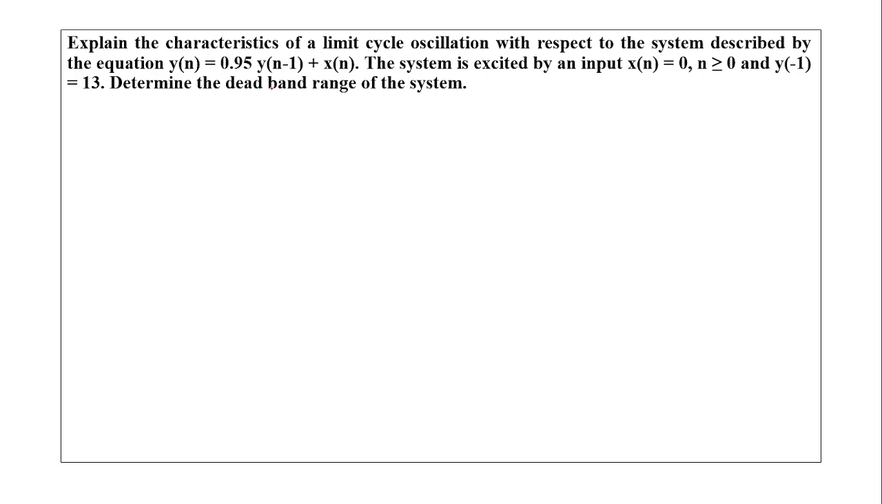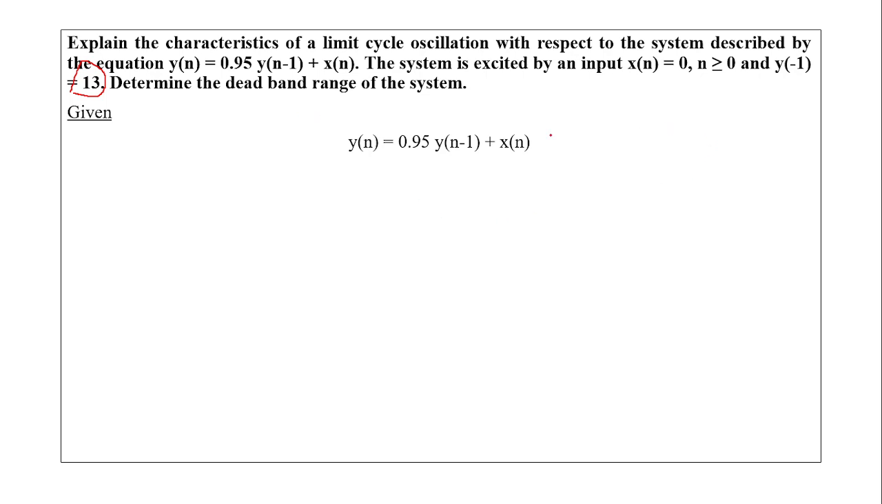Explain the characteristics of a limit cycle oscillation with respect to the system described by the equation. They have given the system equation as y of n equal to 0.95 y of n minus 1 plus x of n. The system is excited by the input x of n equal to 0, and the initial condition given is 13, that is the integer value. Determine the deadband range of the system.